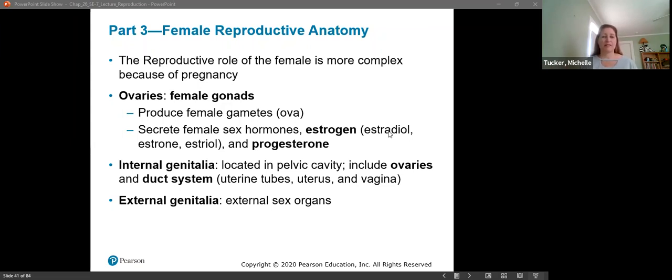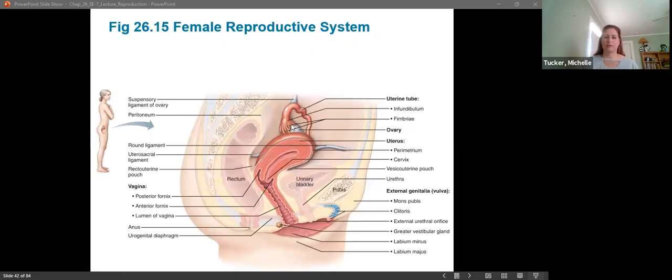We'll talk about the internal genitalia, the external genitalia, and then just like the male system had a duct system, the female system has a duct system as well. So we'll start off by talking about the ovaries, the uterine tubes, which are also known as the fallopian tubes, which then connect down to the uterus. We'll talk about the cervix, the vagina, and then the external genitalia.